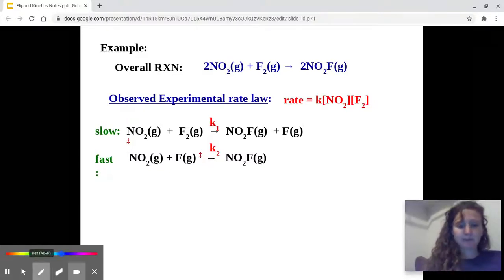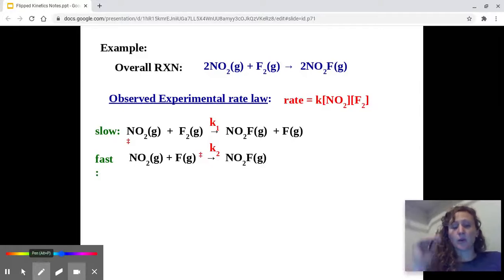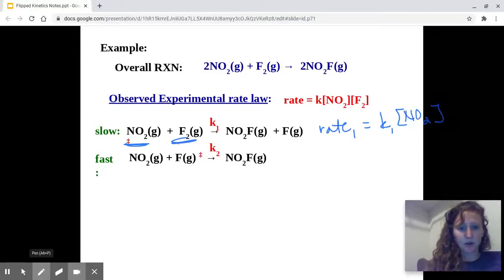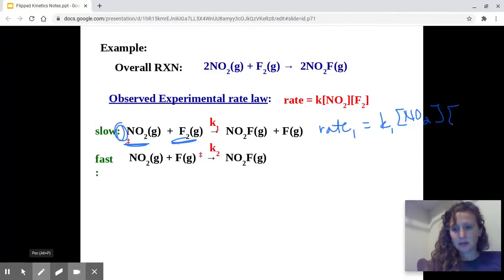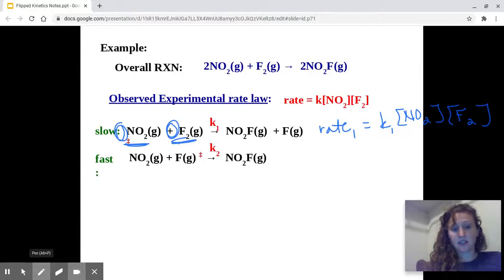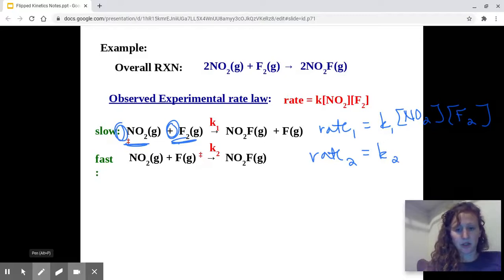If we look at this, we can write rates for the individual steps of the mechanism, right? So we can have a rate for step 1 equals the K for step 1 times these two reactants. So NO2 raised to its coefficient, which is a 1, times F2 raised to its coefficient, which is a 1. So that's the first step. Then I can write the rate for the second step. K2, because the two steps are going to have different Ks.